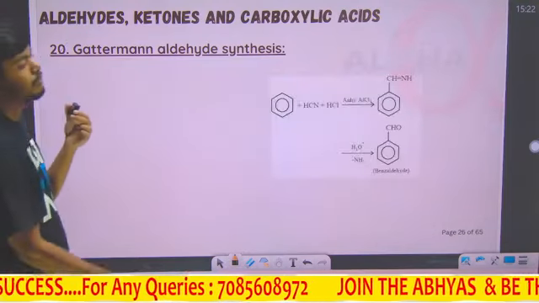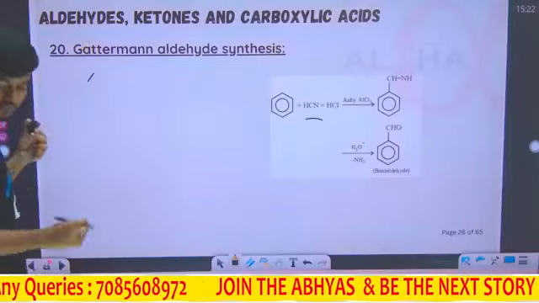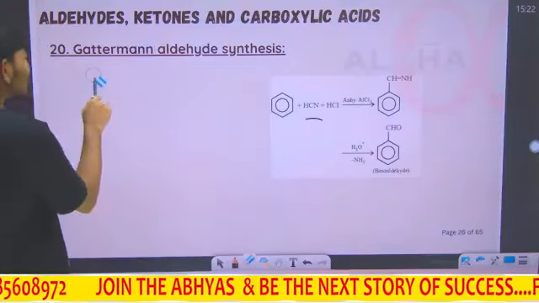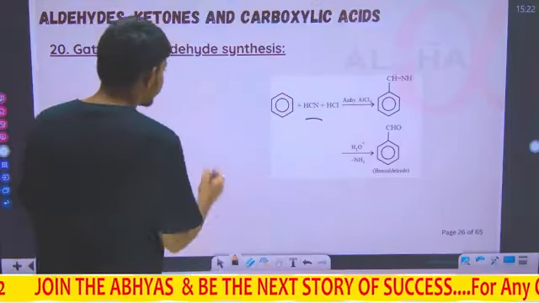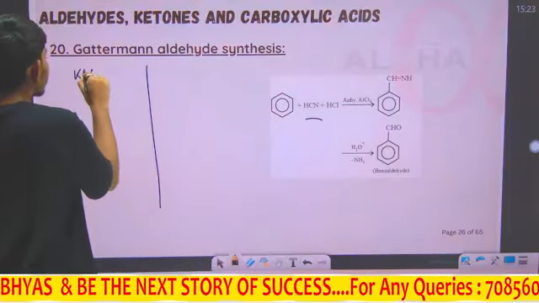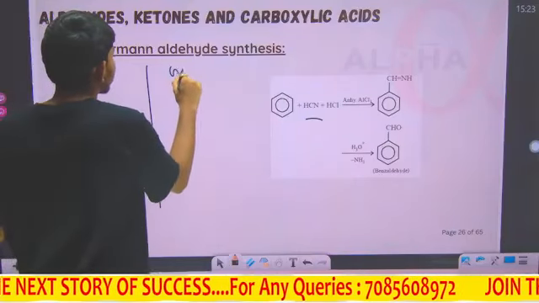So HCN is your reagent. I'm differentiating it for you because I know students make a lot of confusion and mistakes out of this. This is your Koch. This is your normal Gattermann.